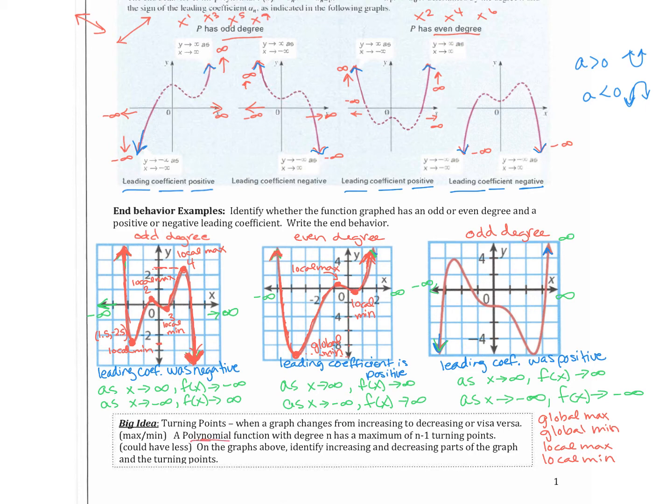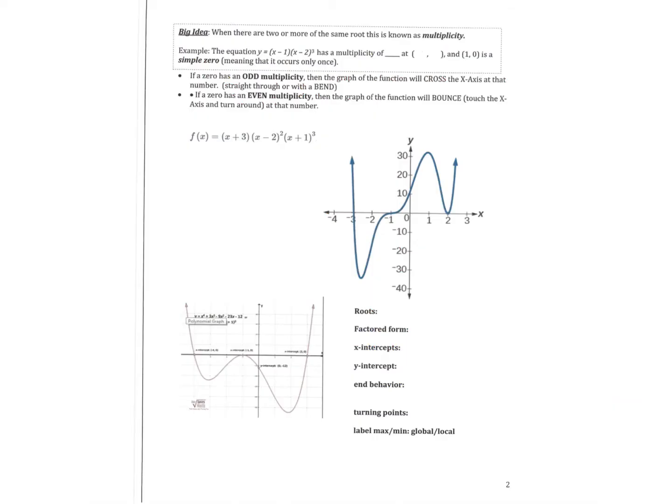It says a polynomial function with degree n has maximum n minus 1 turning points. It could have less. So if I look at these graphs, for example, this one has 1, 2, 3 turning points. And this is an even degree function. It would be a 4th degree function. We'll talk about that on the next page. And so it makes sense that I have 3 turning points if it's a 4th degree function. So let's talk about how many degrees our function might be, or how many zeros it might have. Next page.